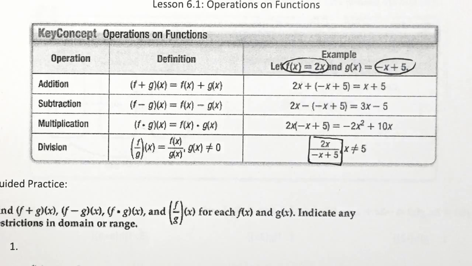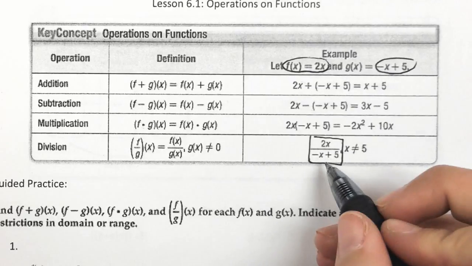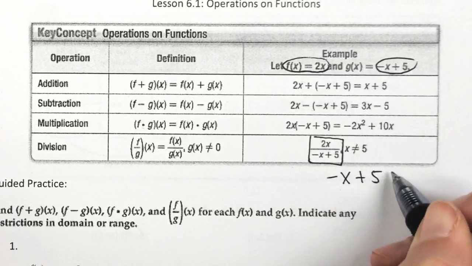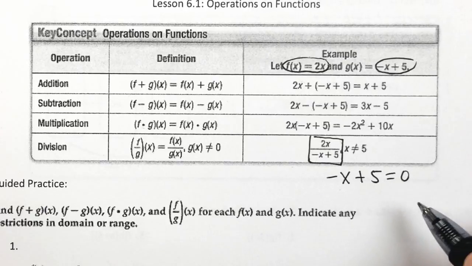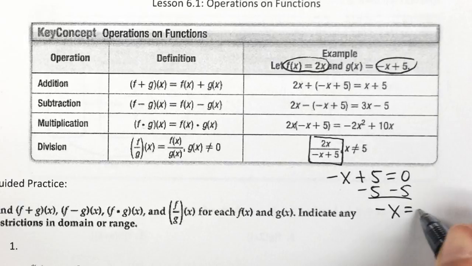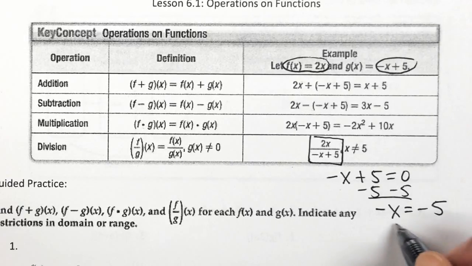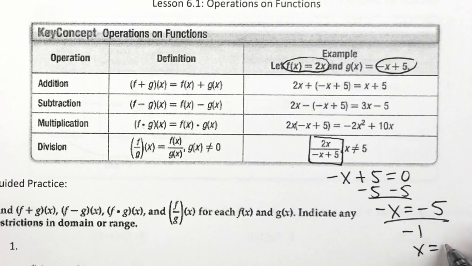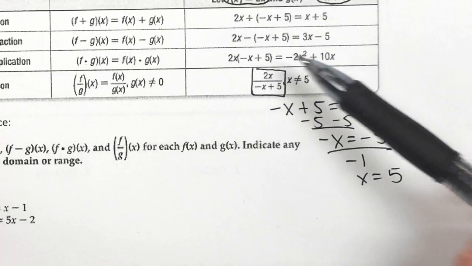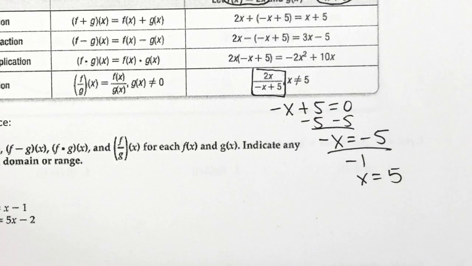Alright, so when we divide, we just have to figure out what can we not plug in for x. And the easiest way to do that, you just set this bottom right here equal to 0. So negative x plus 5 equals 0. How would we solve for x in this one? Subtract 5, so we get negative x equals negative 5. Then we would divide, and get x equals 5. Good. So we would put comma, x cannot equal 5. Because that would make the bottom 0. And we know we can't divide by 0. Does that make sense? Okay.